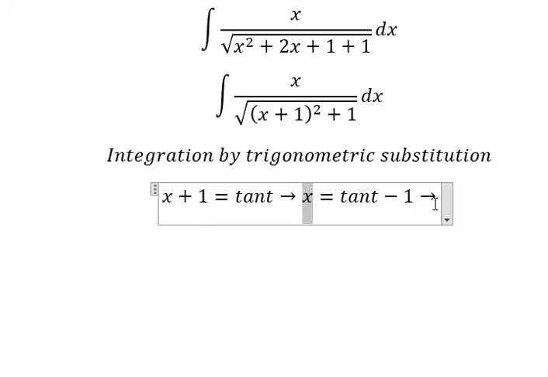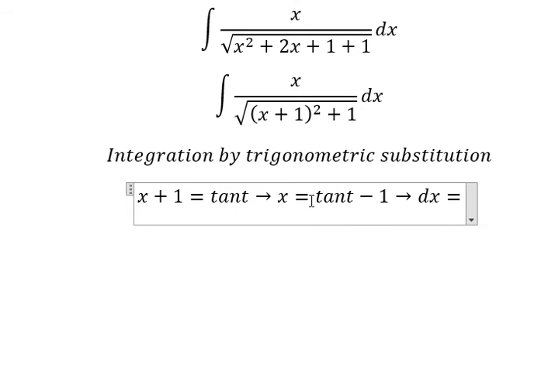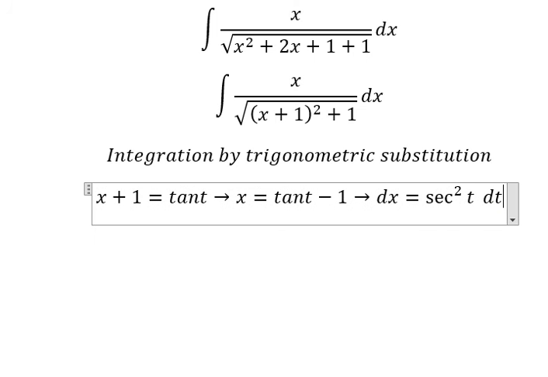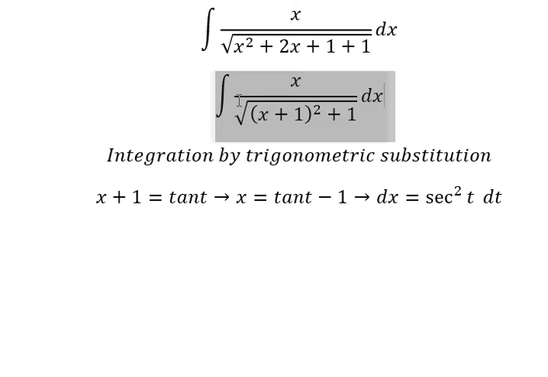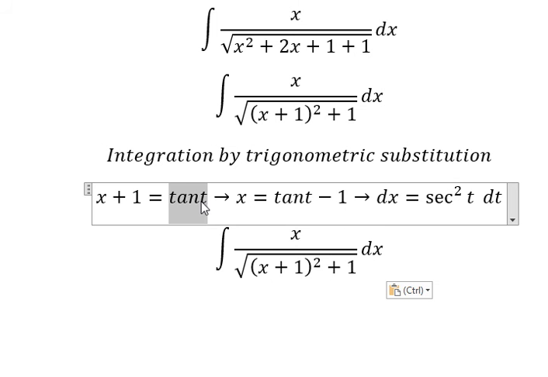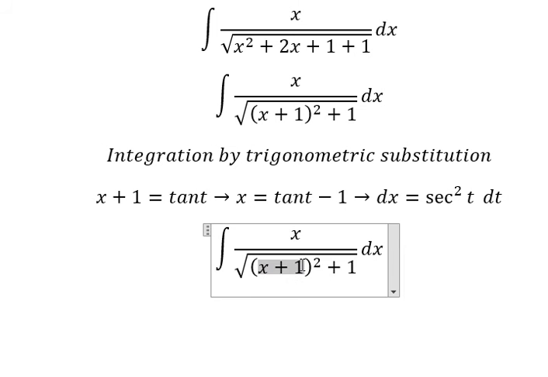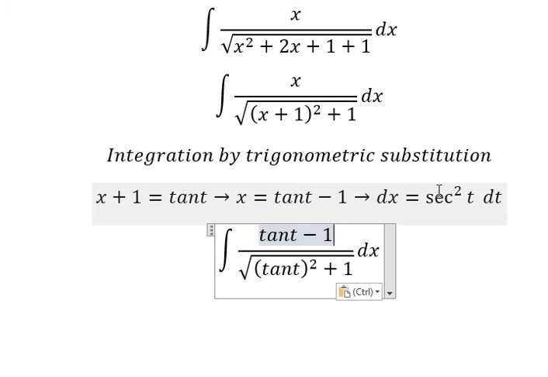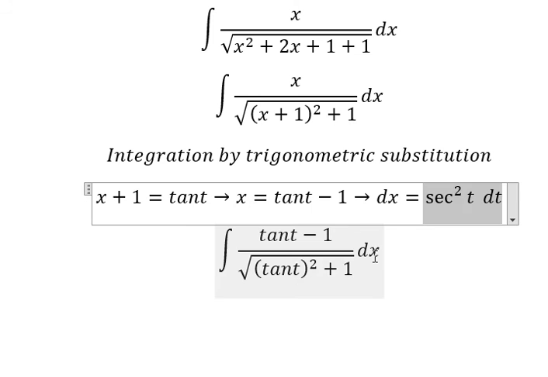This one we have 1. This one is secant squared t. This one is the constant, so you get 0. So I will put this one here. s we change for this one, and ds we change for this one.